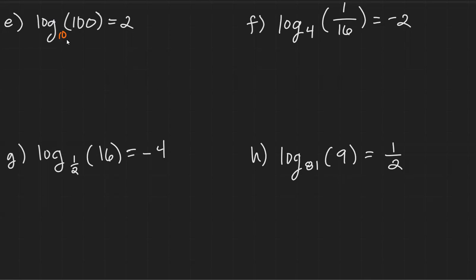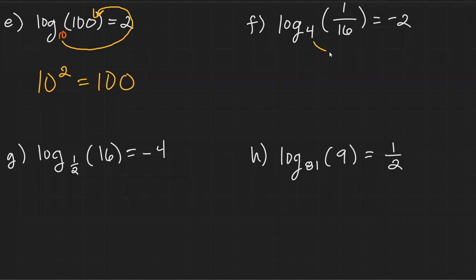Well, now that we know that the base is 10, let's rewrite. We can use that little circle trick, right? 10 is our base, so it's going to be the base of the exponential. 10 to the power of 2 is equal to 100. And that's true, right? 10 squared is 100. So hopefully now you're seeing what's going on. Let's do the next one.